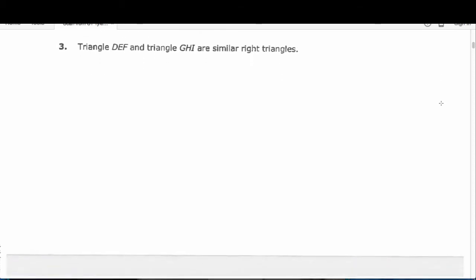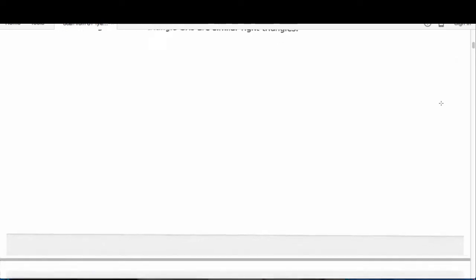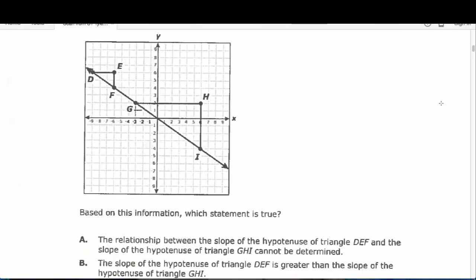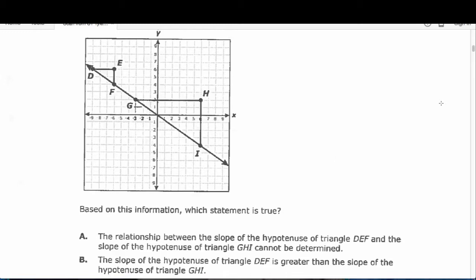Question 3. Triangle DEF and triangle GHI are similar right triangles. There are your triangles. Based on this information, which statement is true?